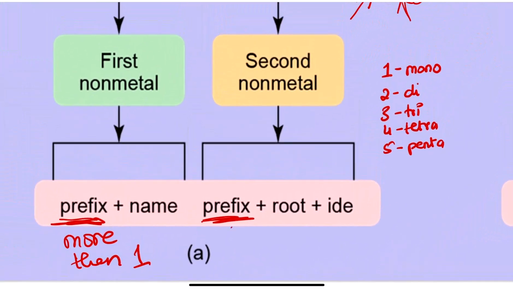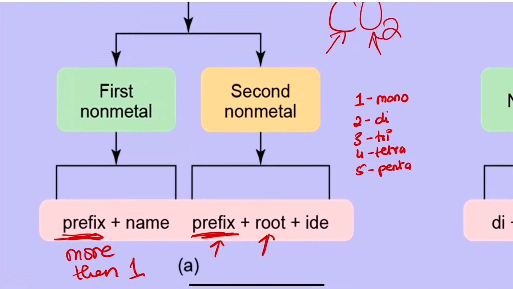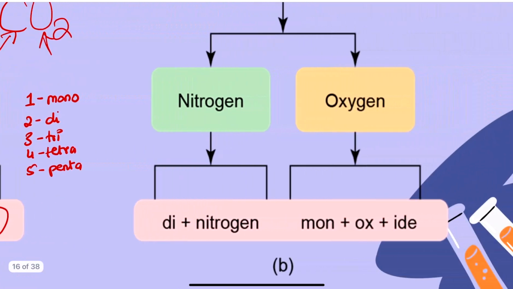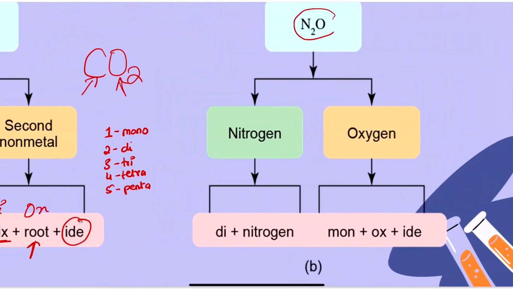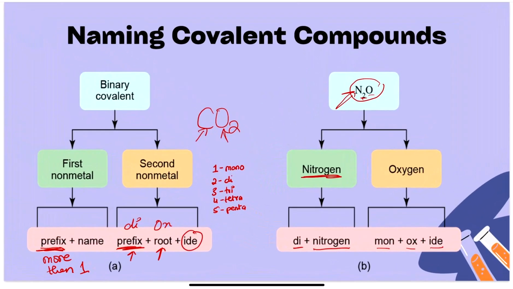So you have to add the prefix plus the root. Here for CO2, the root is ox, the prefix is di, and then you add IDE. So that's how it becomes carbon dioxide. Let's look at another example. We have N2O. The first symbol is named as it is, but because I have two nitrogen, I will say dinitrogen. The second one is monoxide. There you have it. That's how you name a binary covalent compound.